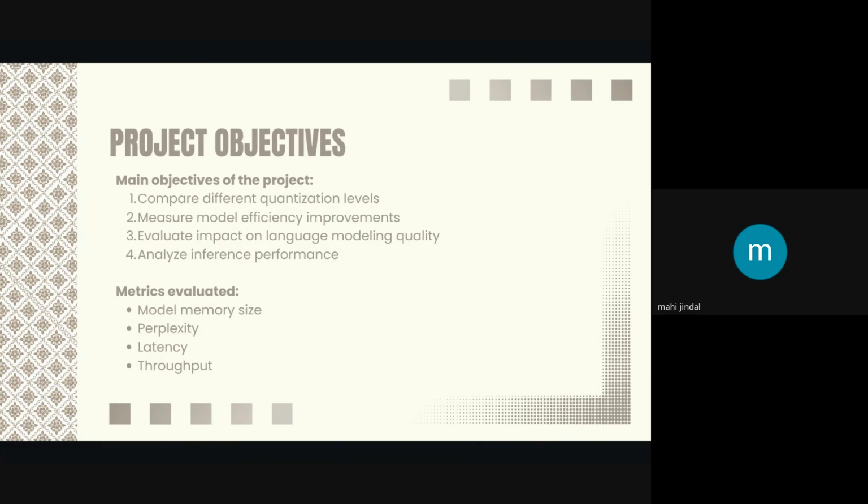So here are the project objectives. We had four main objectives. First, to compare different quantization levels. Second, to measure how much efficiency improves with compression. Third, to evaluate the impact quantization has on language modeling quality. And fourth, to analyze inference performance across configurations. To capture all of this, we tracked four metrics throughout the experiment: model memory size, perplexity, latency, and throughput. These four tell you how the model behaves under different precision settings.